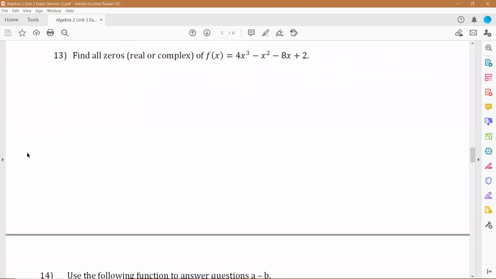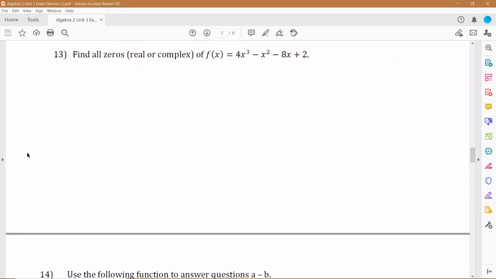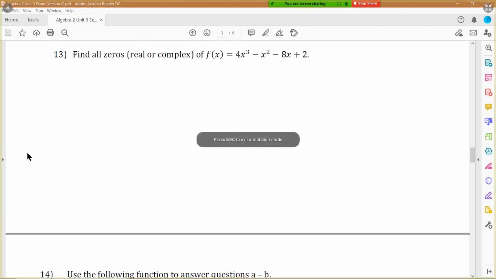All right, question 13, we're asked to find all the zeros, real or complex. That might be a hint that you might have a complex one of this function. So there's 4 terms. I would try to factor by grouping. Since there's no greatest common factor, I'd split it in half. So if I split this in half, I would take out an x squared from both of the first terms. If I take x squared out of the first term, I just have 4x. Don't forget the second term, if I take x squared out of negative x squared, I'm just left with a negative 1.